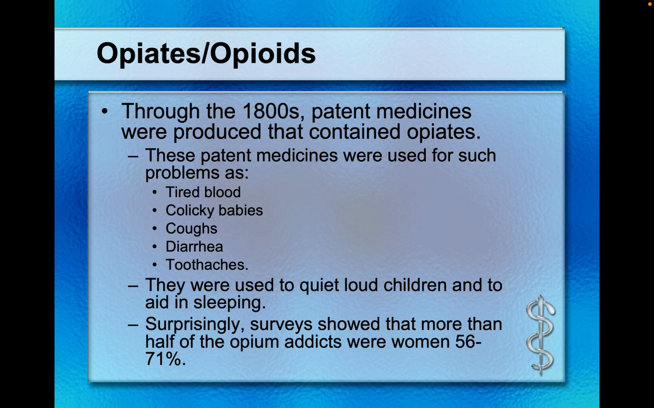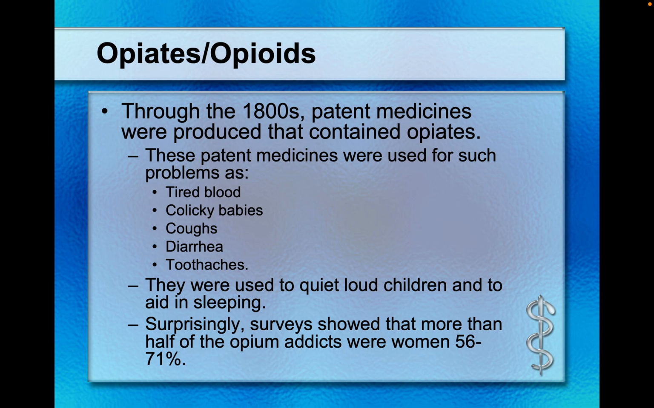Through the 1800s, patent medicines were produced that contained opiates. These patent medicines were used for such problems as tired blood, colicky babies, coughs, diarrhea, and toothaches. They were used to quiet loud children and to aid in sleeping.